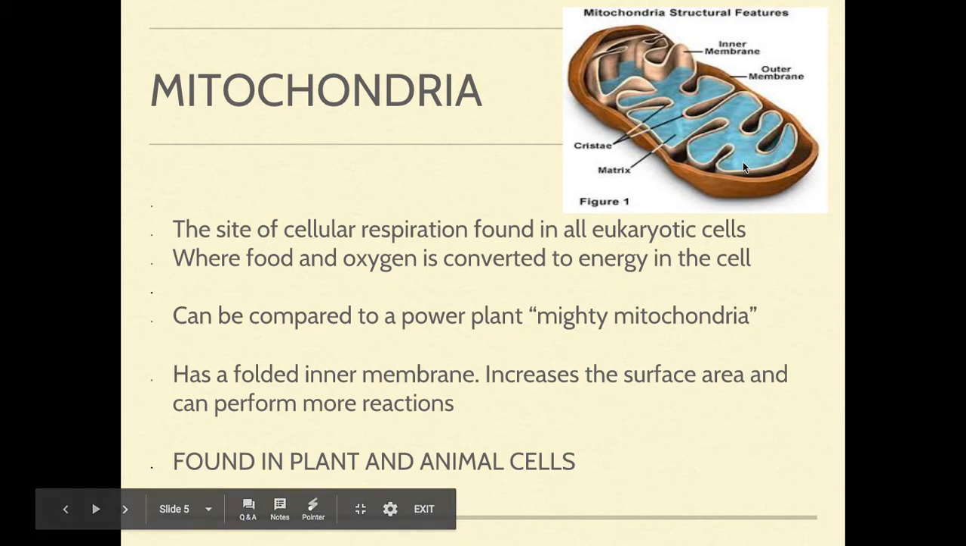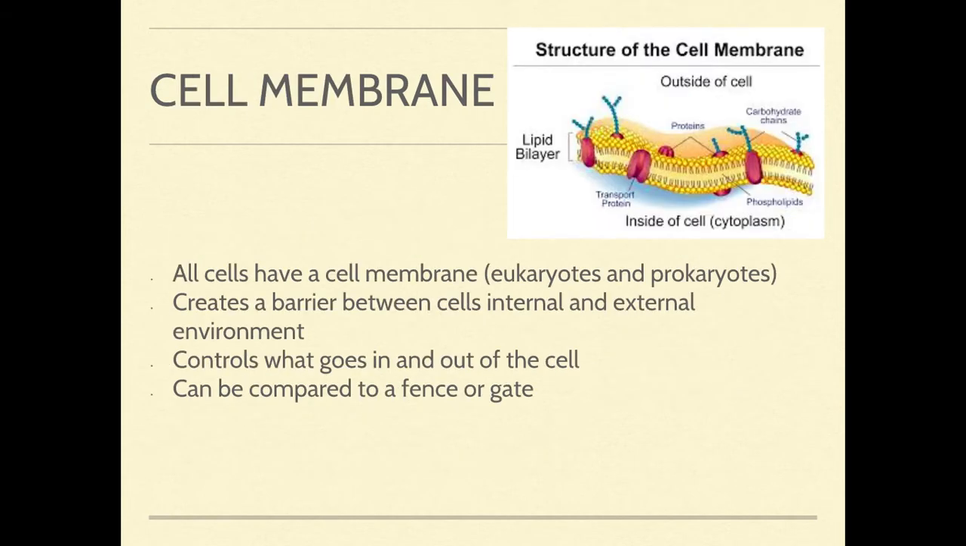That's the mighty mitochondria. Our next organelle isn't necessarily a membrane-bound organelle. This is going to be found in all cells, both prokaryotes and eukaryotes. But this is the cell membrane. So you can think of the cell membrane as a gate or a fence.